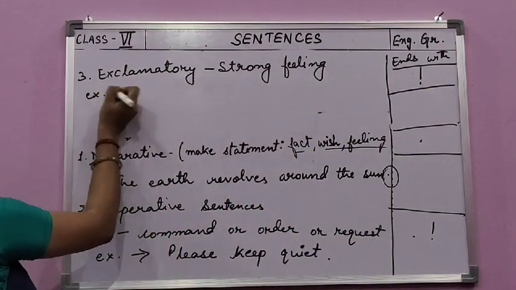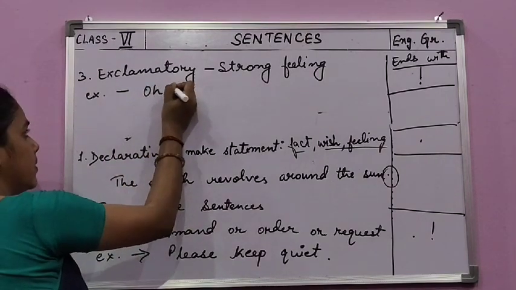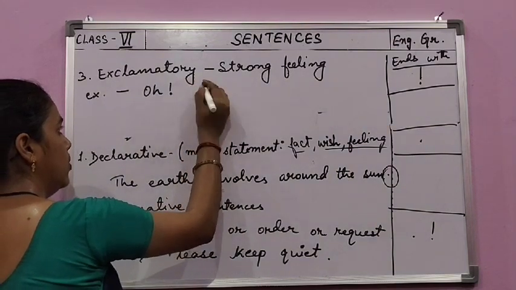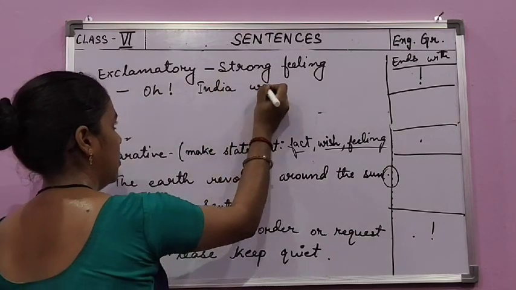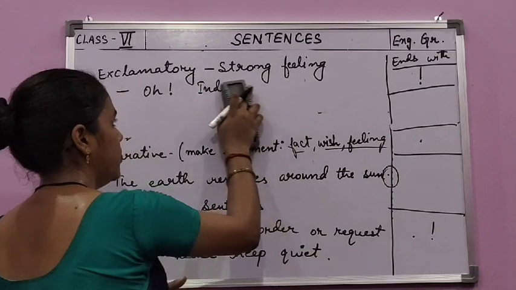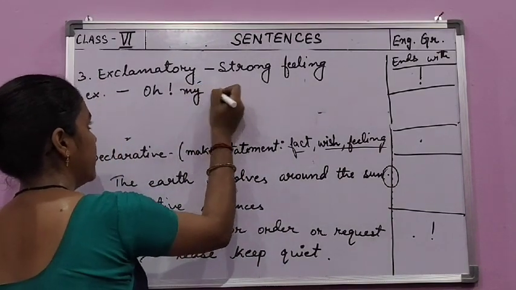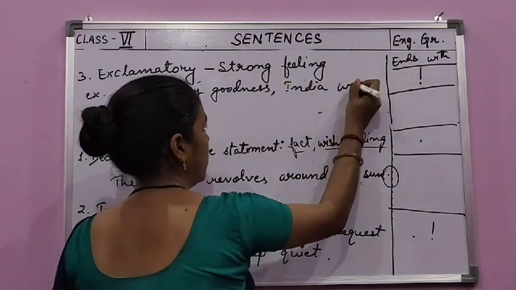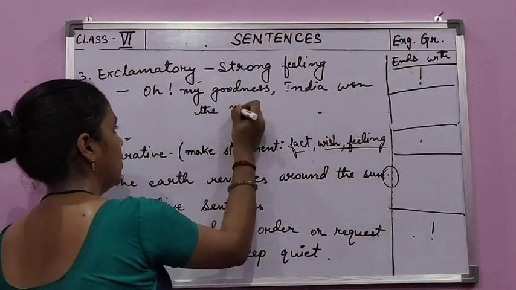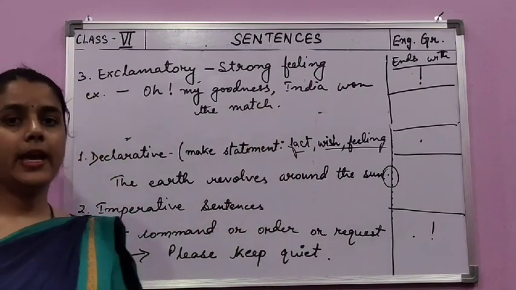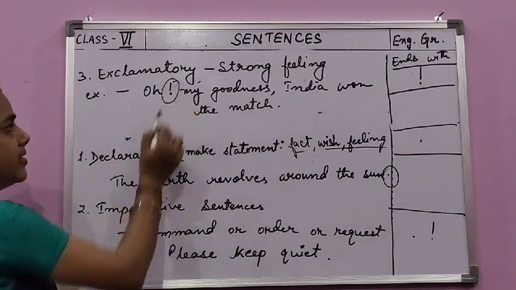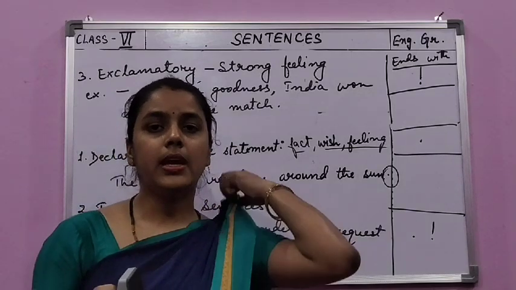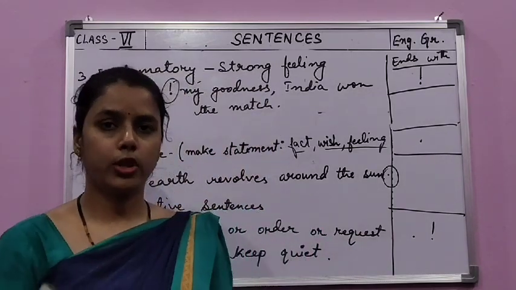Okay. And let's take an example. We usually say, oh my goodness, India won the match. So here, if you see, an exclamation mark is given after oh, that means this sentence shows an extremely happy feeling, that we are happy that India has won the match.